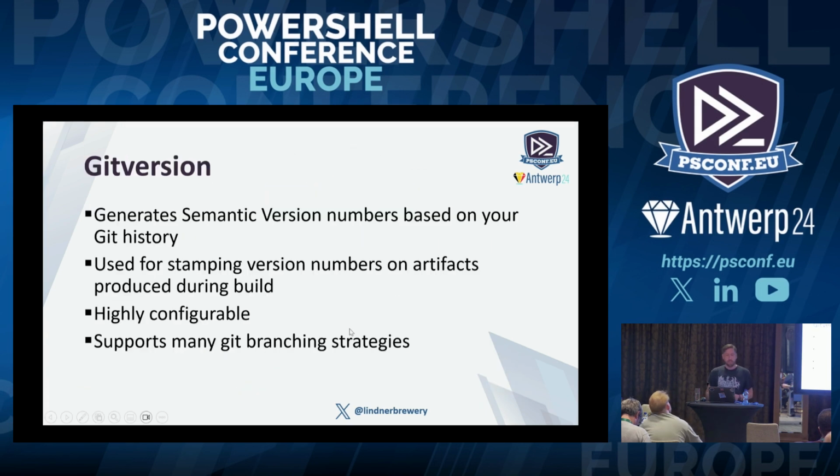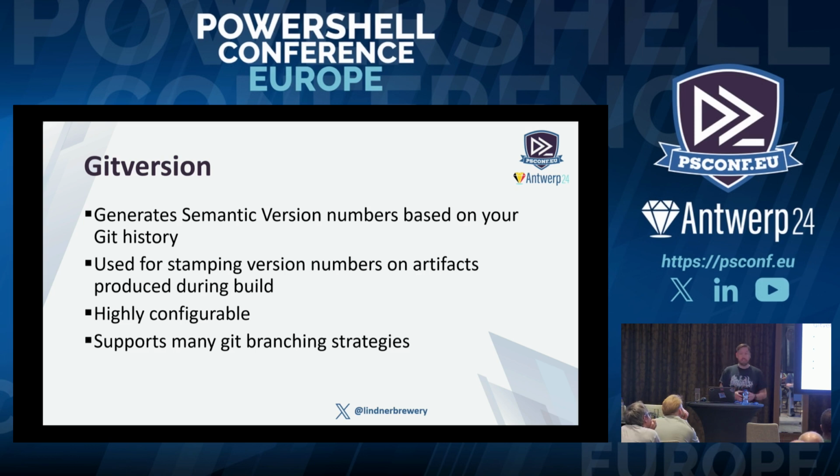So, GitVersion. GitVersion is a tool that does the heavy lifting of versioning. GitVersion generates semantic version numbers based on your Git history. So this tool looks at your Git history and says, oh, I know what version you are. Sounds like black magic to me, but it really works. It's used for stamping version numbers on artifacts produced during builds. So in our case, PowerShell modules, but it could be any other software project. It's highly configurable, so you can make it do what you want, but configurable also means difficult, and it supports many Git branching strategies.